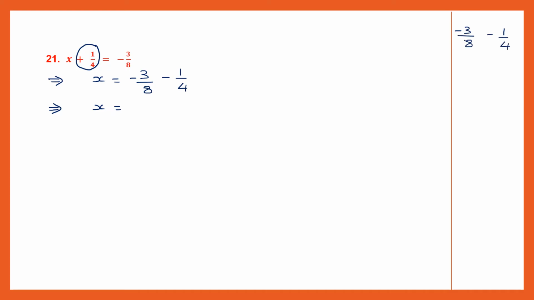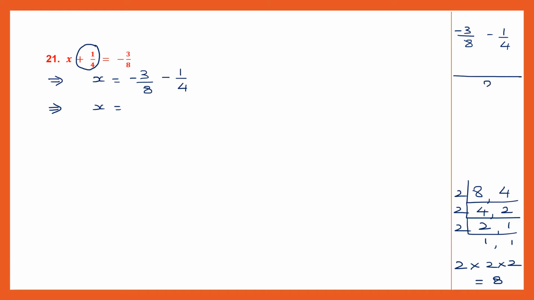Now, first we have to find the LCM because the denominators are different. They are unlike fractions. So let's do it by 2. 2 4s are 8. 2 2s are 4. Again by 2. 2 2s are 4. 2 1s are 2. And again by 2. 1 and 1. So the LCM will be 2 into 2 into 2. 2 2s are 4. 4 2s are 8. So our LCM here for this question is 8.